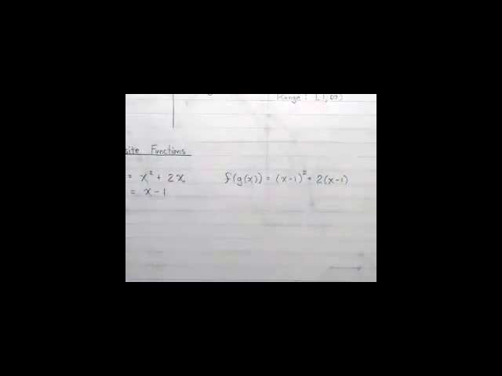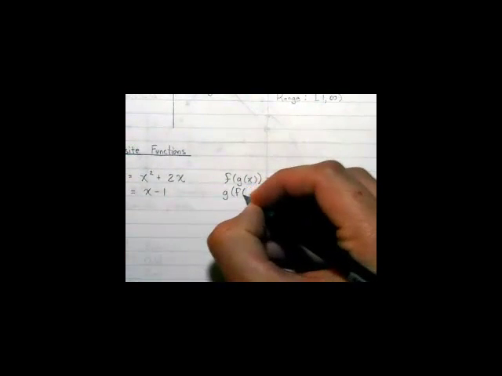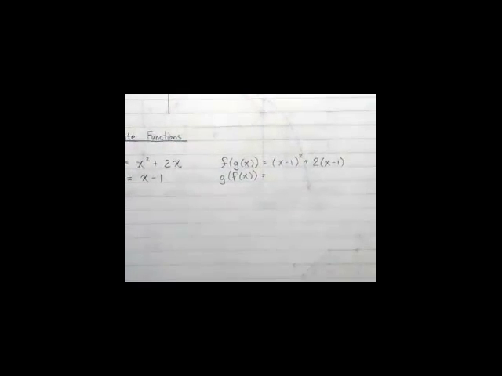And then you could do some simplification from there if you wanted to, FOIL out the (x minus 1) squared and distribute the 2 and all that business. But at the end of the day, that's still the composition f of g of x. And then you can go the other way with it, too. So if you wanted to do g of f of x, that would be taking the f function and substituting it into the g function everywhere you see an x.